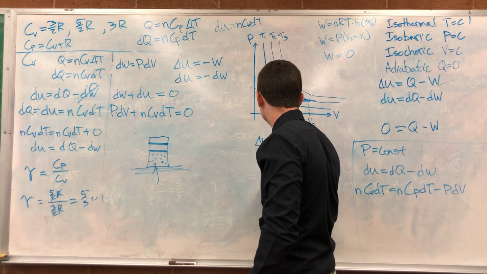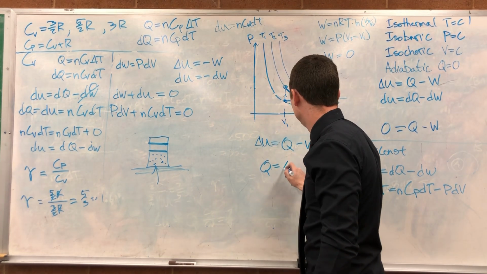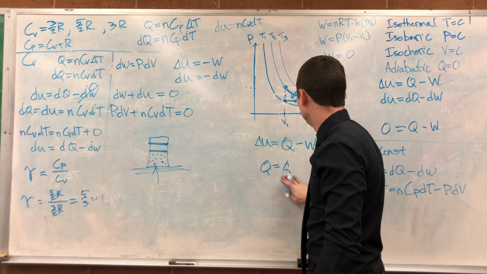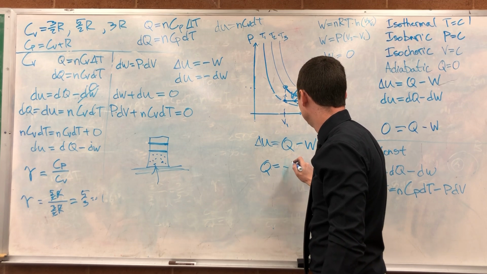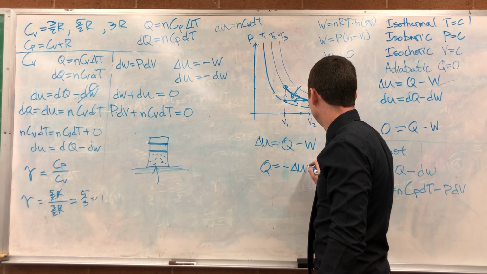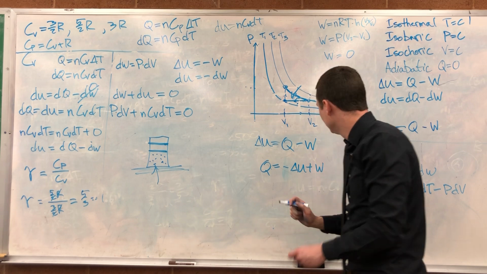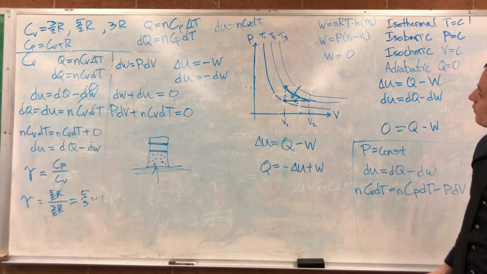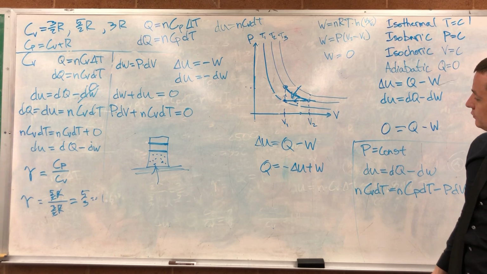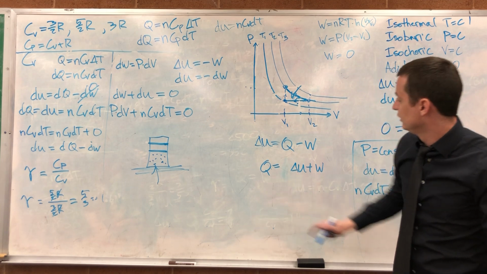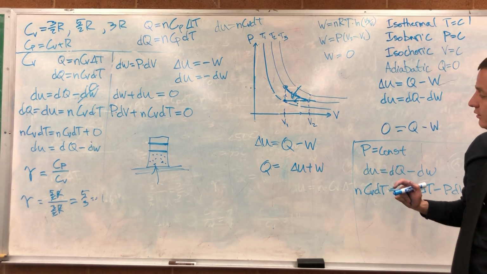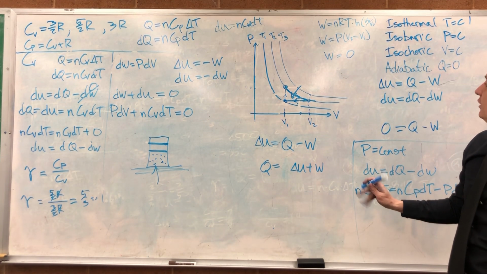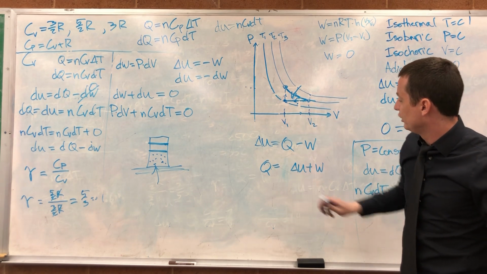Because Q has to be equal to the negative of delta U, plus the work. And that's going to be a negative value. Why isn't it positive delta U plus work? Oh, thank you. Our delta U is just negative. Yeah. So the temperature went down, so our delta U is negative.